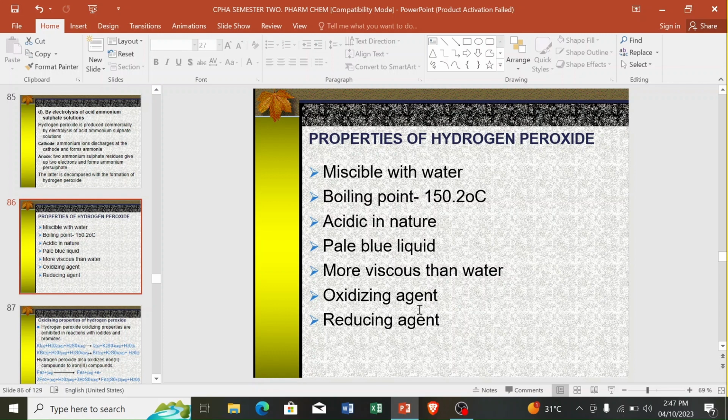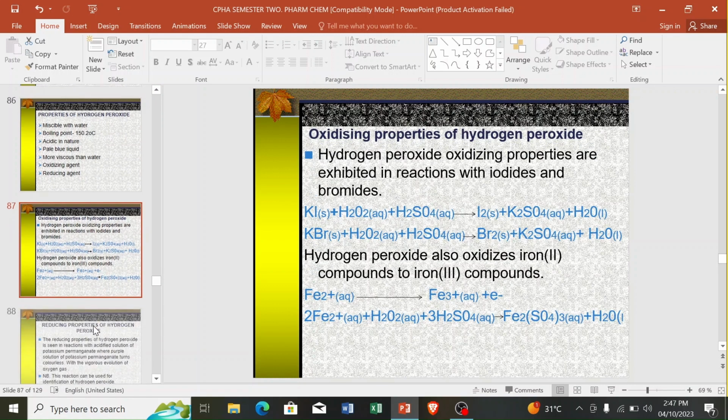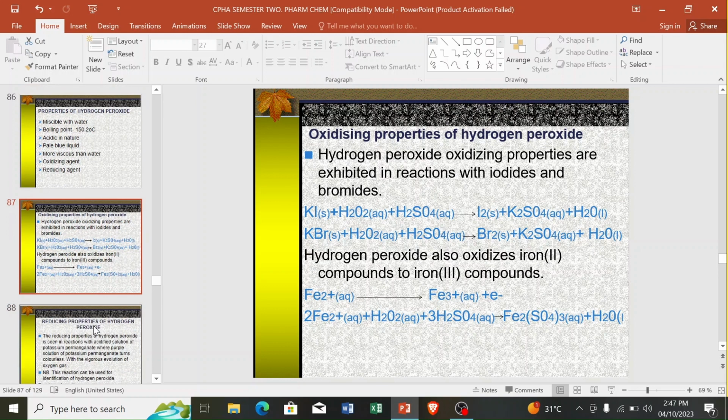And then it is an oxidizing agent as well as a reducing agent. It has both oxidizing and reducing properties. That's what we need to appreciate about hydrogen peroxide. Oxidizing properties of hydrogen peroxide.